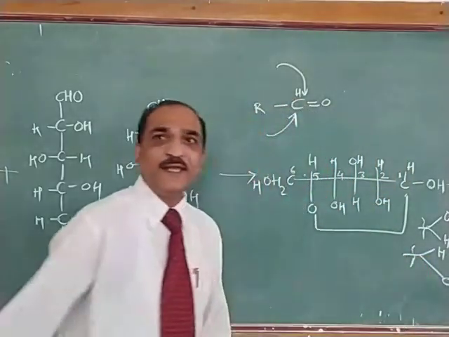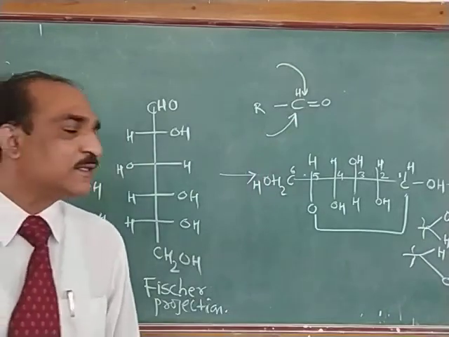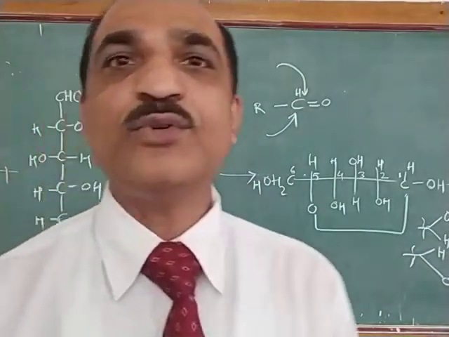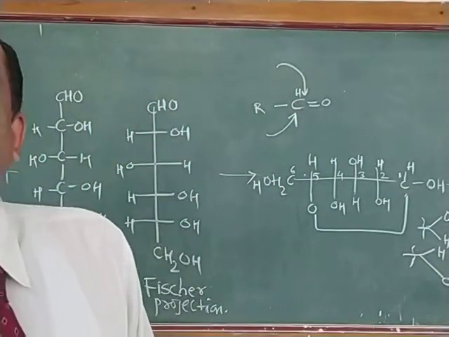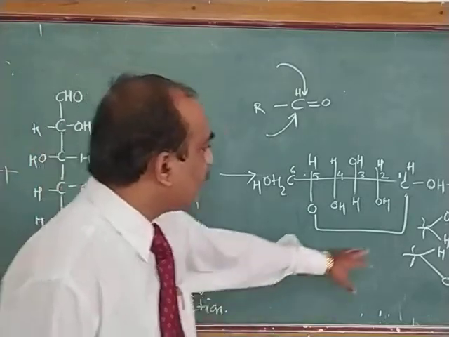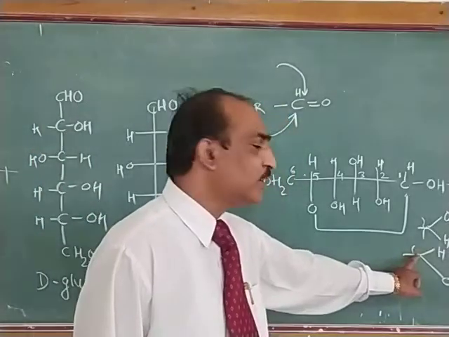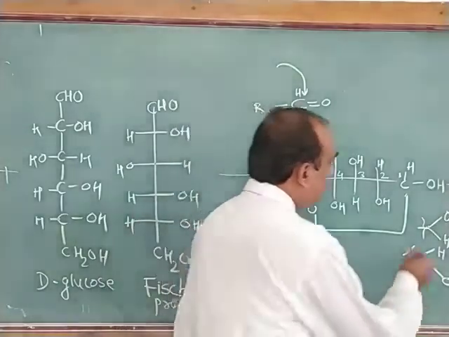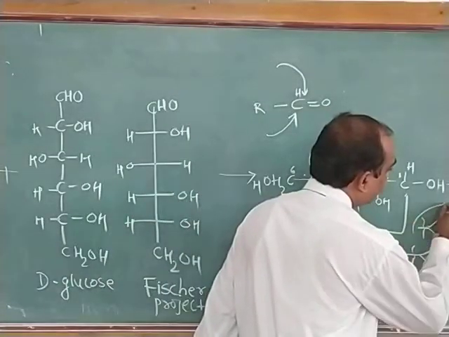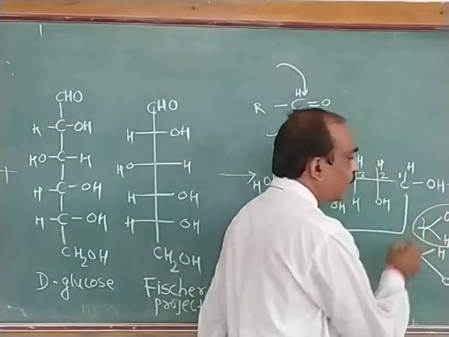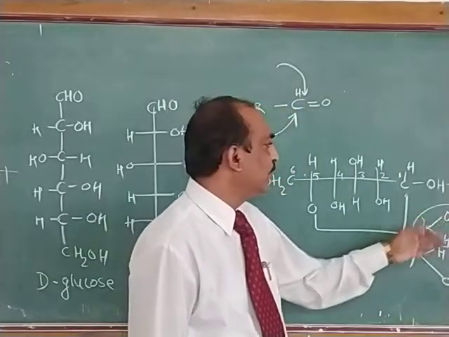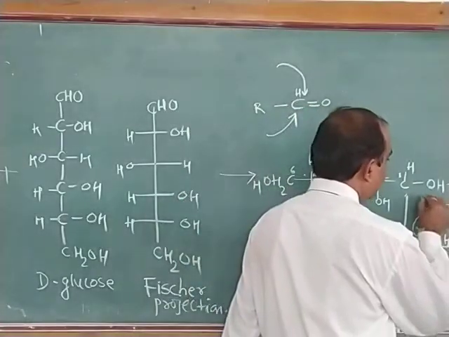So what it indicates is that there is the formation of one more stereogenic center. If the hydroxy is on the upper side, it indicates this is the beta.